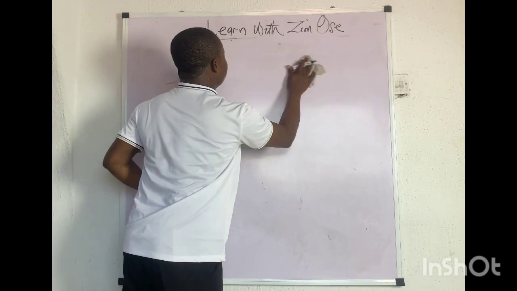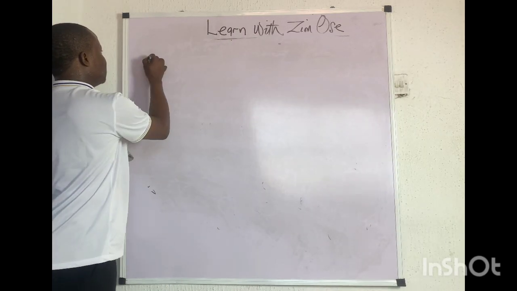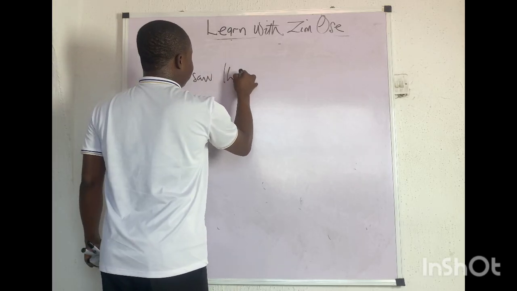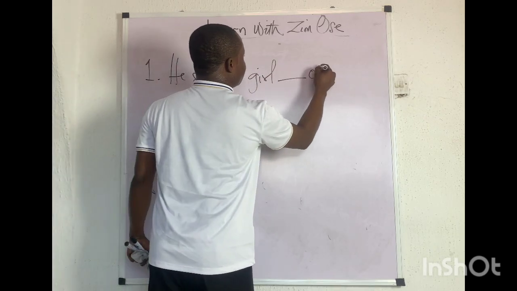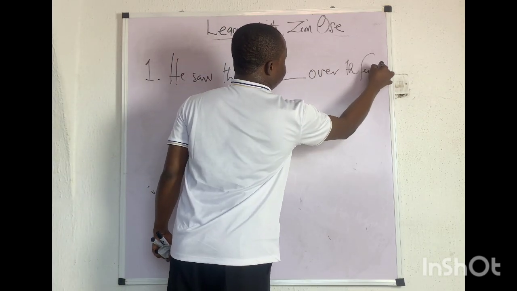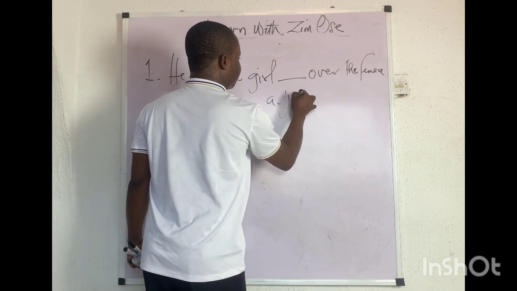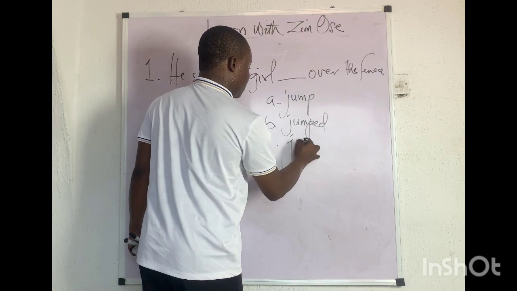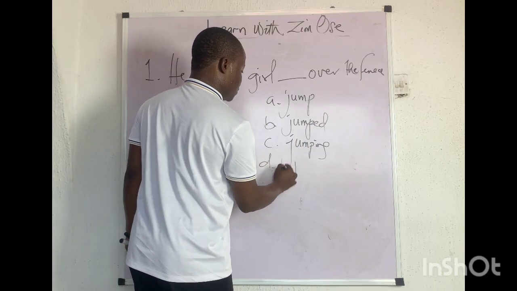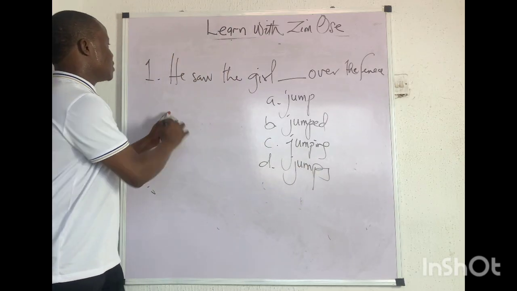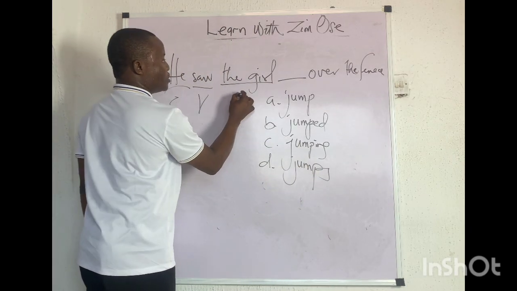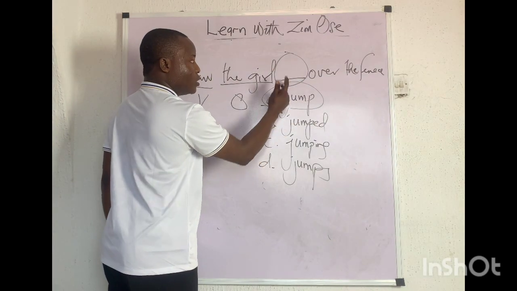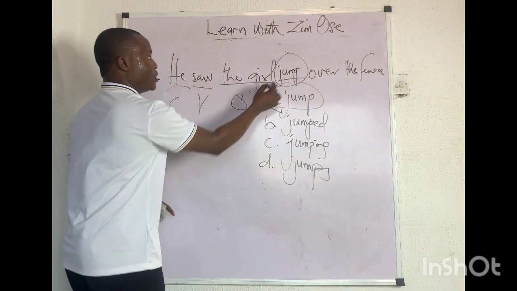Now, quickly, before we move on, they might give you questions like this. Number 1, they will say, he saw the girl dash over the fence. A, jump. B, jumped. C, jumping. D, jumps. Now, if you were given a question like this, he is the subject, saw is the verb, girl is the object, then the right verb here would be A, which is a bare infinitive. So the answer to this question is jump.